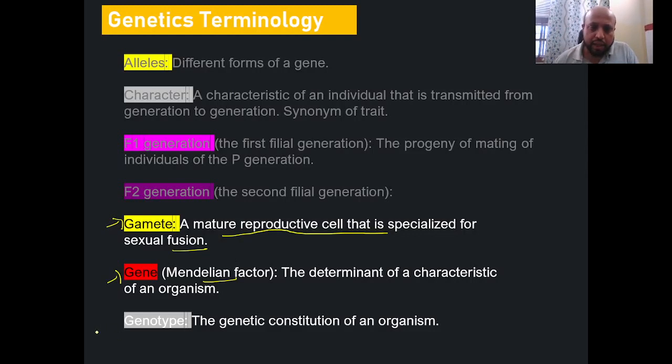And the genotype, as I mentioned, is the genetic constitution of an organism, and the phenotype is the physical appearance of the organism. We can say the phenotype of an individual is governed by the genotype plus the contribution from the environment.